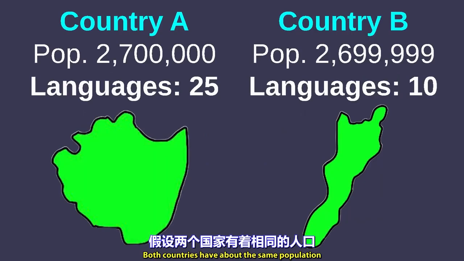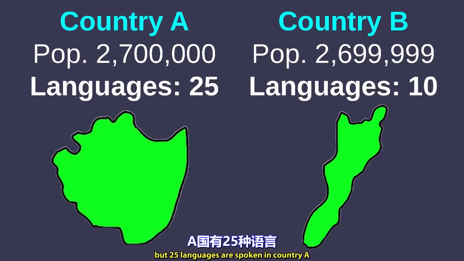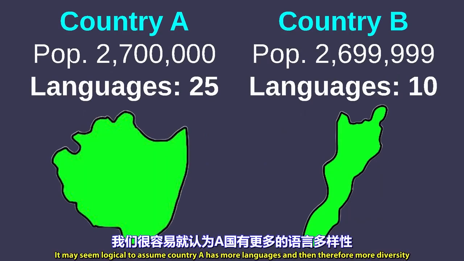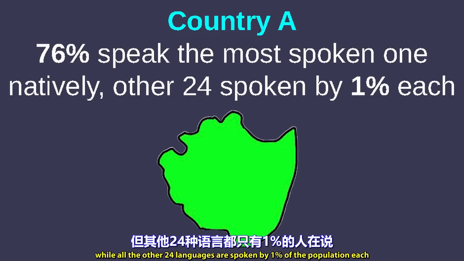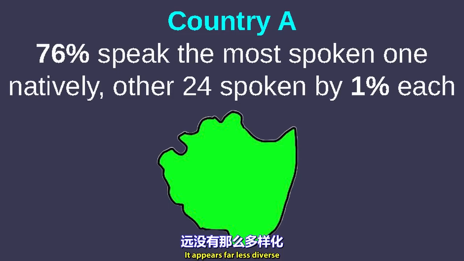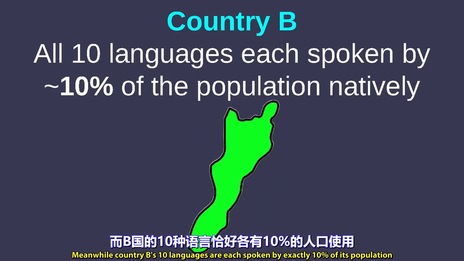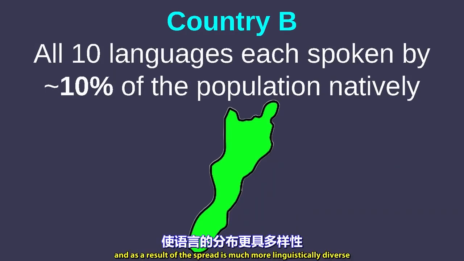Both countries have about the same population, but 25 languages are spoken in country A, while only 10 are spoken in country B. It may seem logical to assume country A has more languages and therefore more diversity, but if we reveal that 76% of the population speaks the predominant language natively, while all the other 24 languages are spoken by 1% of the population each, it appears far less diverse. Meanwhile, country B's 10 languages are each spoken by exactly 10% of its population, and as a result of the spread, is much more linguistically diverse.